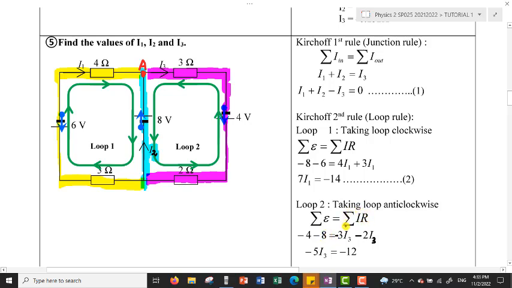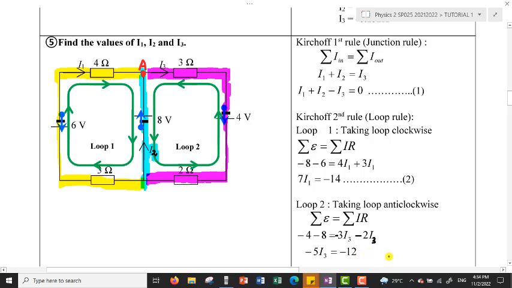Then we consider the product of current and resistance. If we compare the direction of I3 with the direction of the loop, it is opposite, so the current I3 is given a negative sign. The I3 will pass through the 3 ohm resistor and 2 ohm resistor, so we have negative 3 I3, negative 2 I3. Then the current I2 doesn't pass through any resistance, so no need to include I2. So we are going to have negative 5 I3 equal to negative 12.